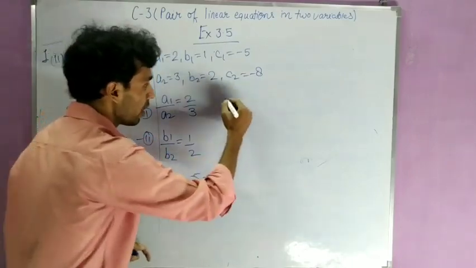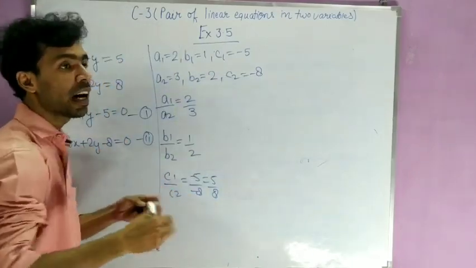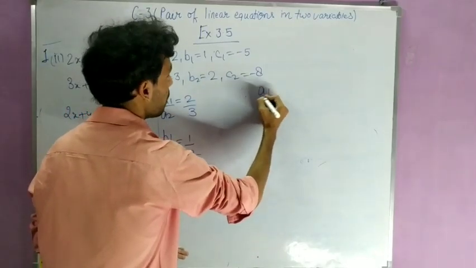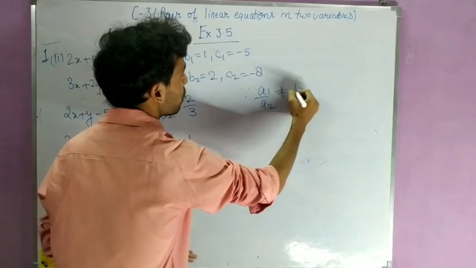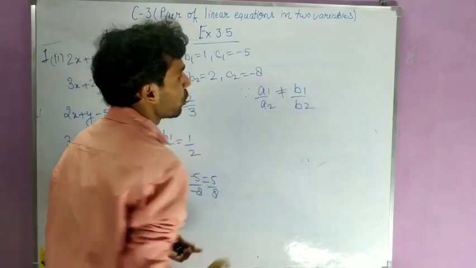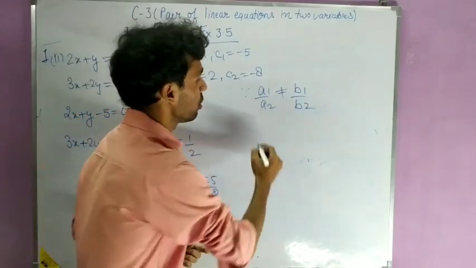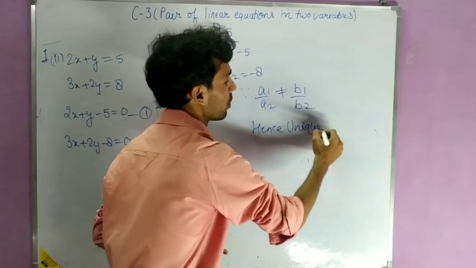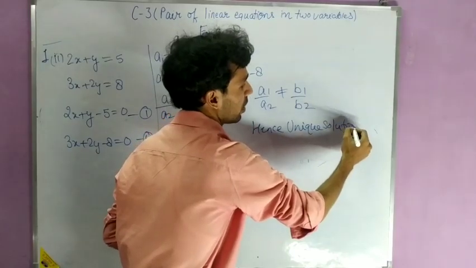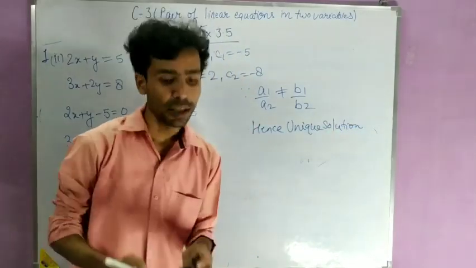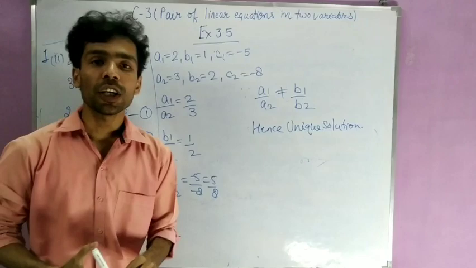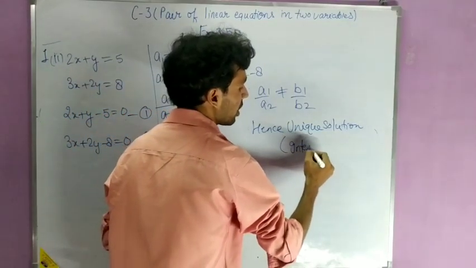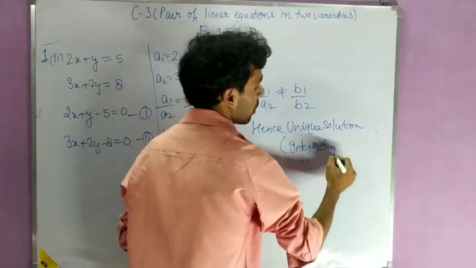So after calculating and comparing their ratios, we can say that because a1 upon a2 is not equal to b1 upon b2, it is the condition of unique solution. So hence a unique solution will be there. And in a unique solution, what is the nature of the lines? The nature of the lines is intersecting lines.